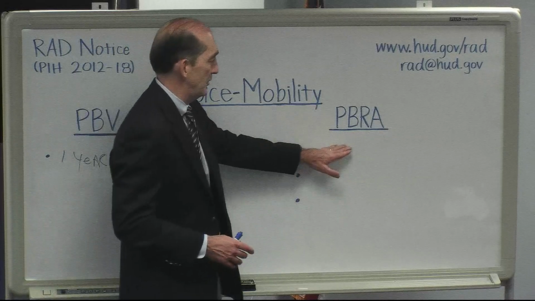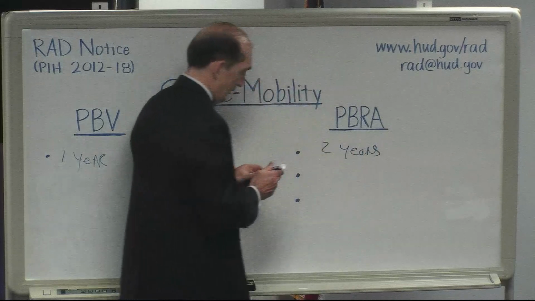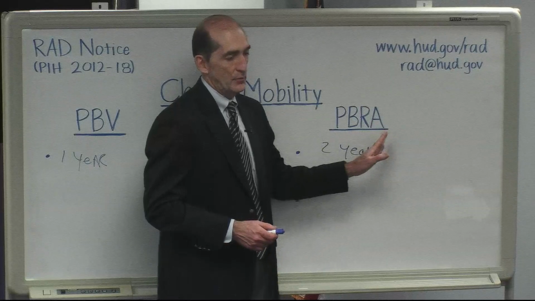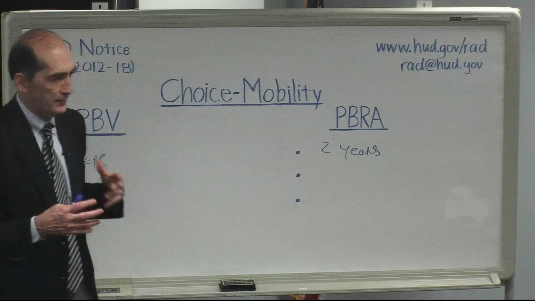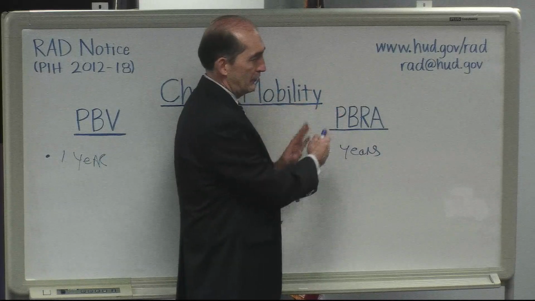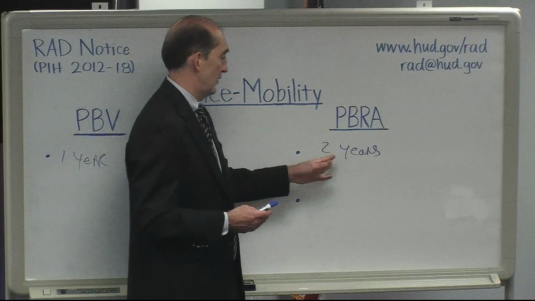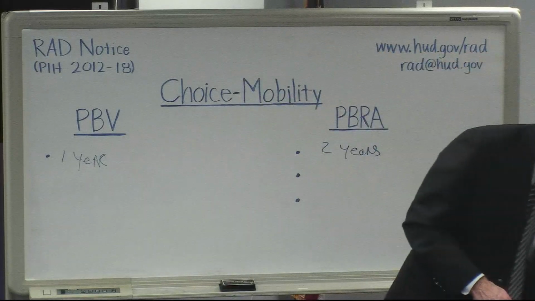But for PBRA, we decided to make it 2 years of residency that a family would need, or the later of 2 years or the completion of repairs. Because what we want to do is keep the properties competitive. We want to give the housing authority a chance to fix up the property. If the first set of repairs are going to take 3 years, then once the property is renovated, the choice mobility kicks in. So either 2 years after I move in or the completion of repairs. So we know how it works for PBVs, the 1 year, and the resident has the right to request a voucher, et cetera.